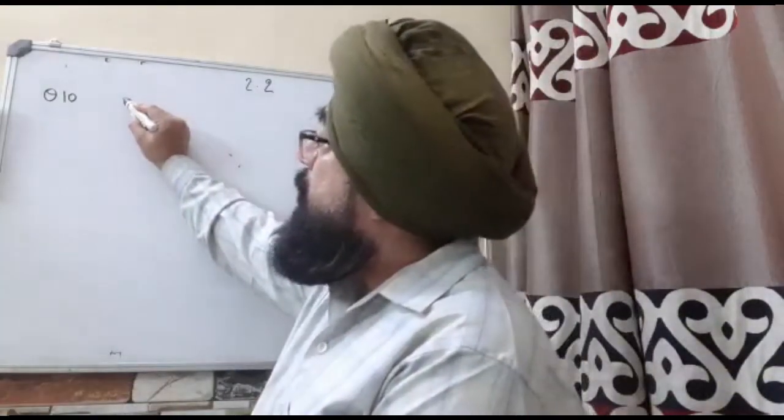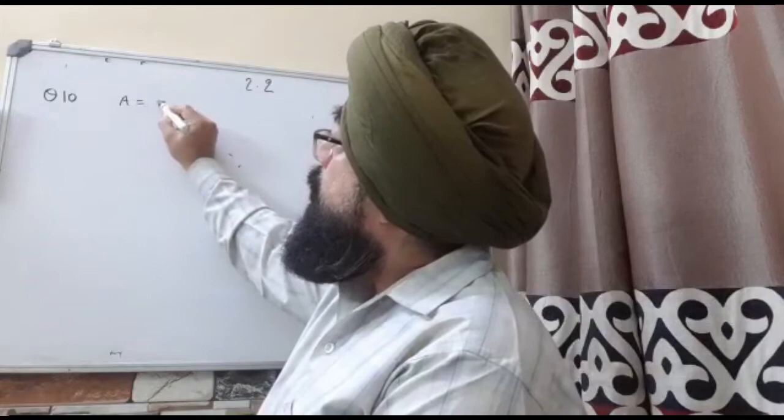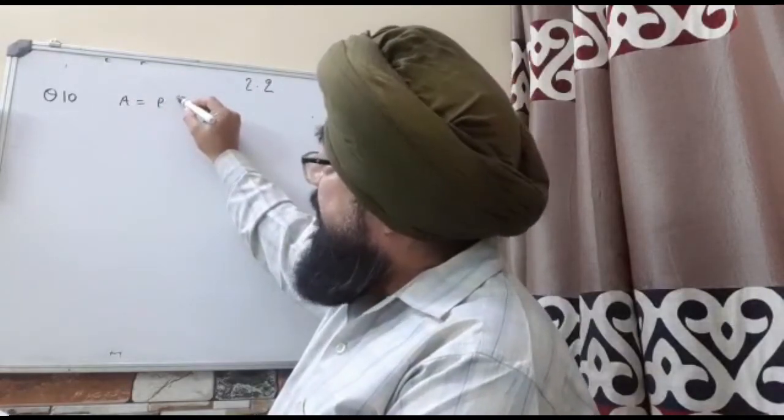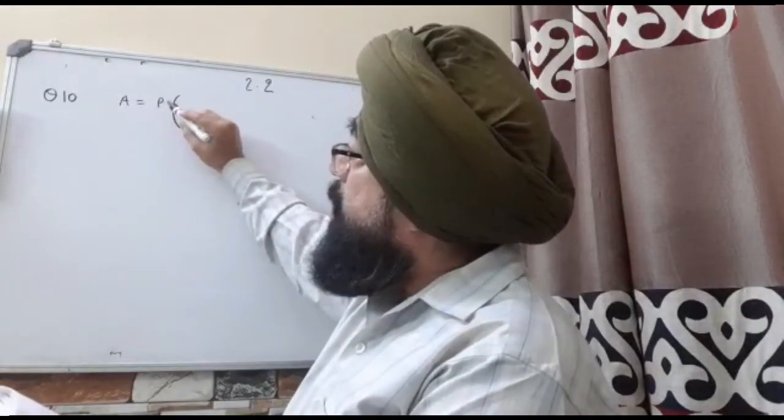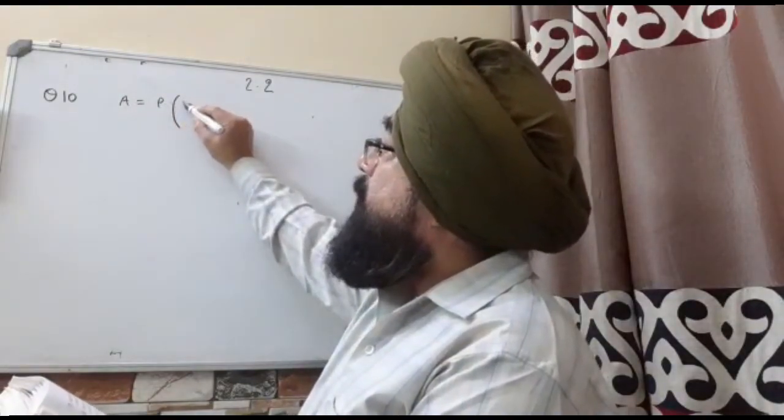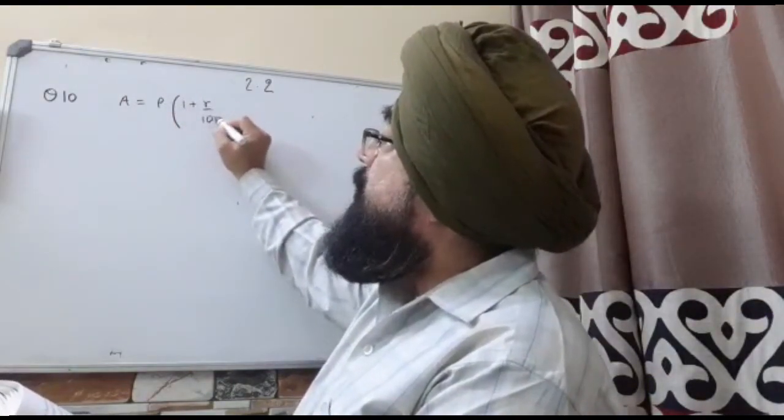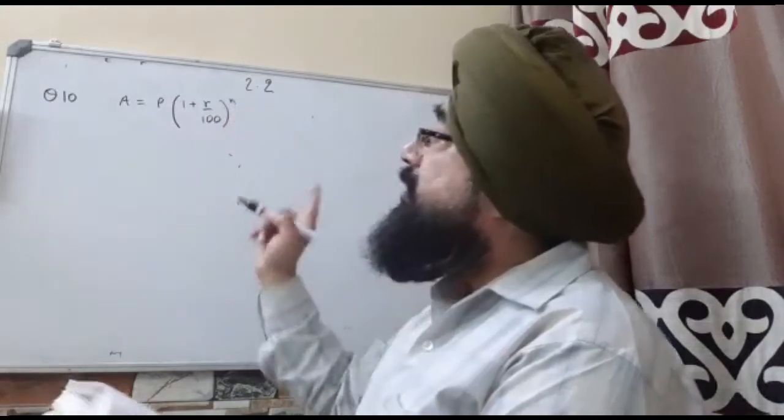Sir, we know we will use the formula of A is equal to P in the bracket, 1 plus R upon 100, to the power T or N. Yes, we'll be using this formula.